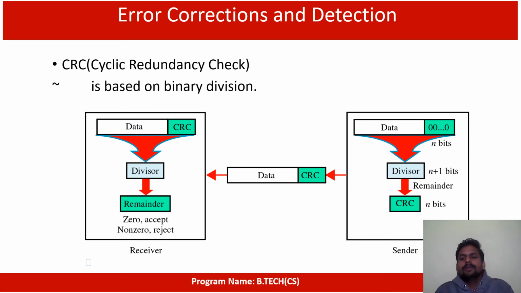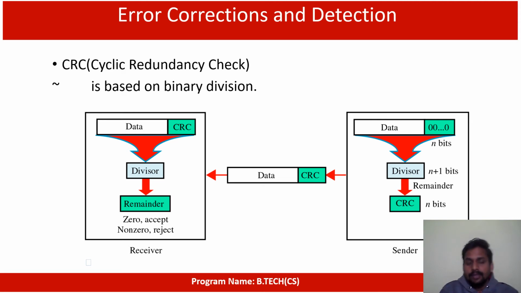So first we do the binary division operations, with some steps that I will tell you. We get some values as output, that means the result. That result will be the CRC bits. Again we add those bits to our data, and then we send it to the receiver.